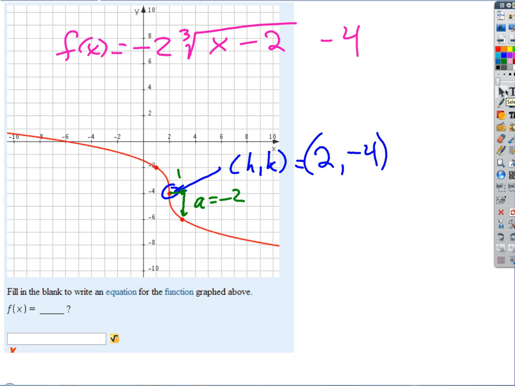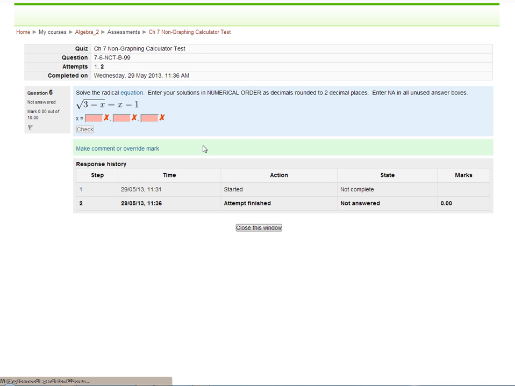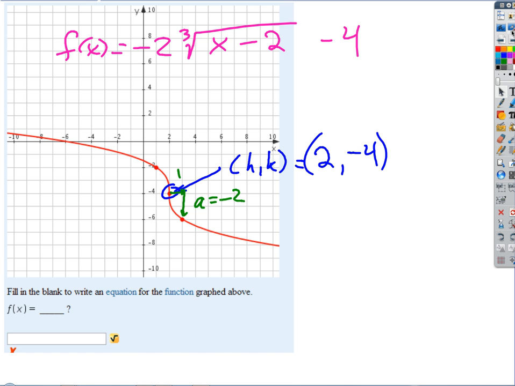Let's look at the other one. That was far and away the worst problem. What was second worst? This guy. This kind of problem was the second worst. Let's look at maybe one of these. It's non-calculator, so you can't use a graphing calculator.